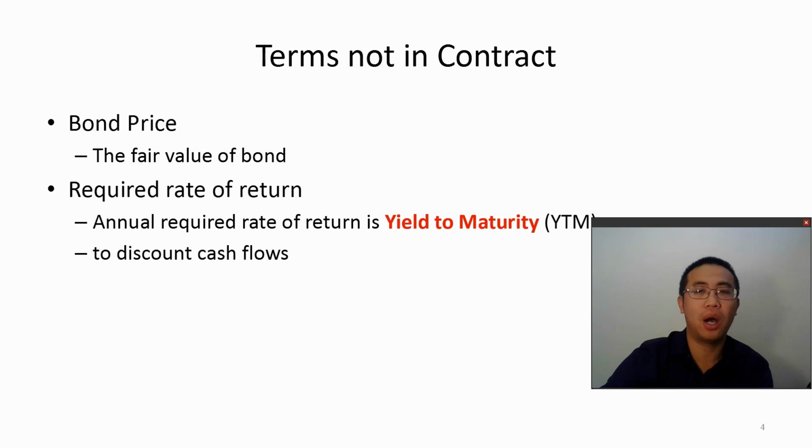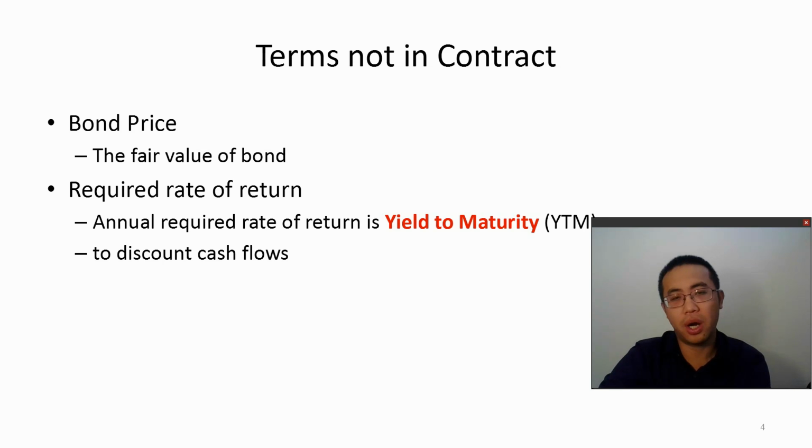And you don't have a required rate of return of the bond. The required rate of return in this chapter is called yield to maturity. For a bond, required rate of return is yield to maturity. And that's determined by many things: the cash flows of the bond, the interest of the bond, and also the maturity of the bond, and many other things.